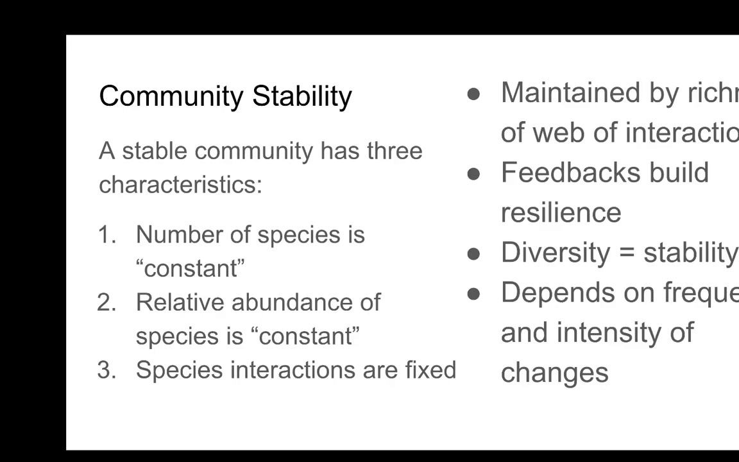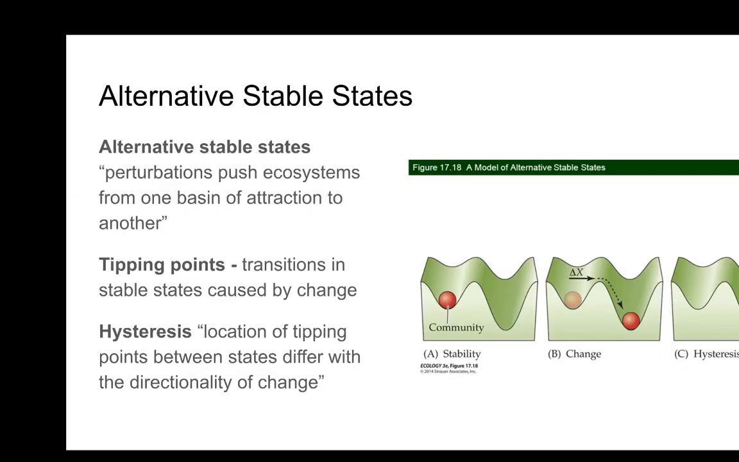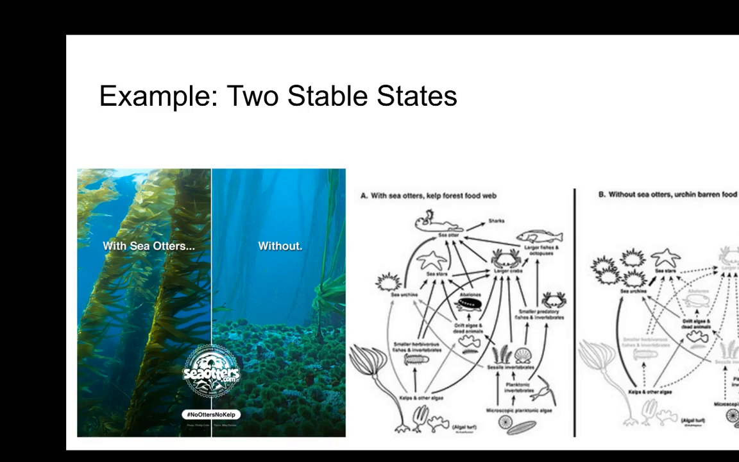And so the general rule is the more diverse a community is, the more stable it is. And a lot of this depends on the frequency and intensity of changes. And so if I go here, there are a couple different ways to think about it. One is that there can be alternative stable states, and something will push the community from one stable state to another. And so in the example, you're going to learn a little bit more about what happened with sea otters versus without sea otters. So the removal of that keystone predator created a second stable ecosystem, and the return of the otter pushed this ecosystem back in the other direction.